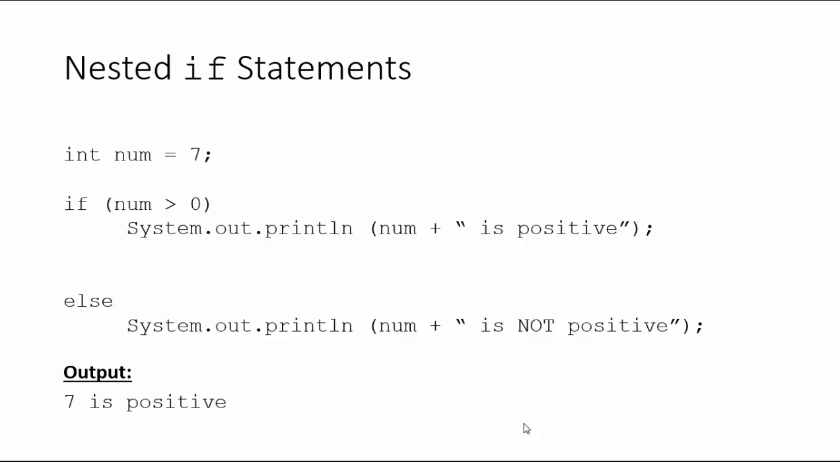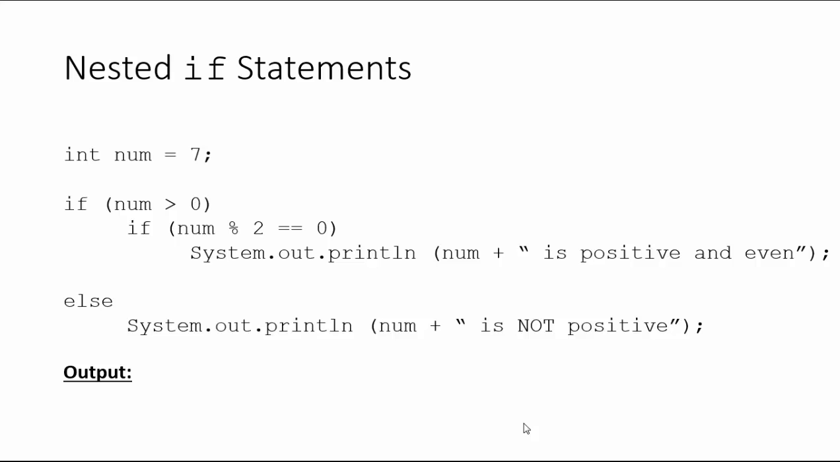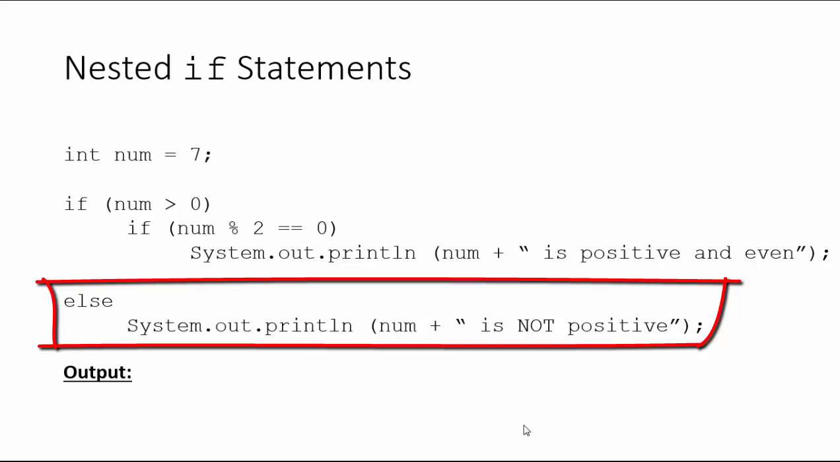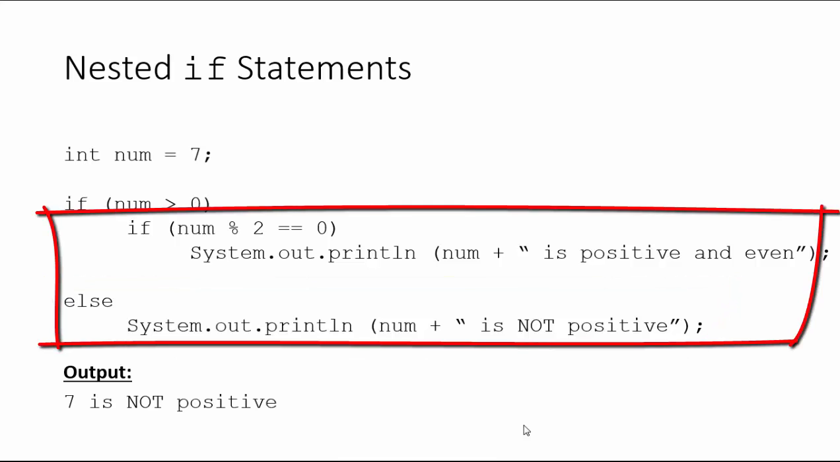Let's say if the number is positive, we want to test to see if it's even and then print a message. The result will not be as you expect. Num greater than 0 evaluates to true, which causes the next if statement to be evaluated. This condition tests to see if the number is even. Num mod 2 equal to 0 evaluates to false and causes the else statement to be executed, and "7 is not positive" is printed. The rule is else statements go with the last unmatched if.